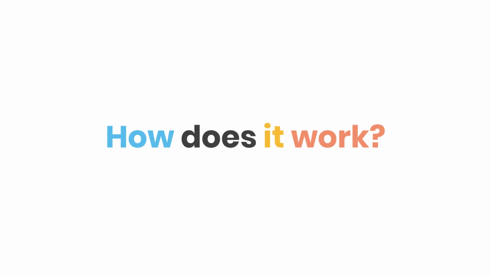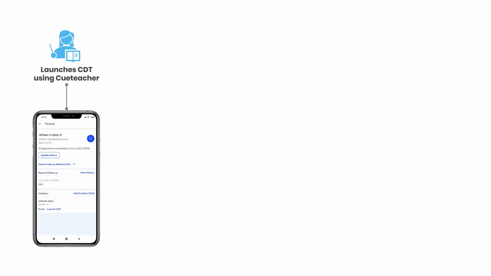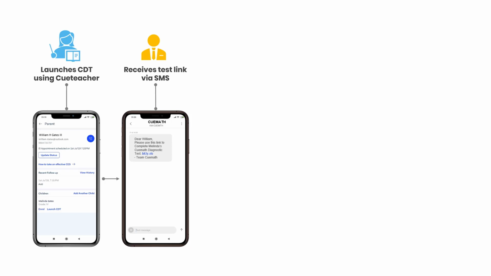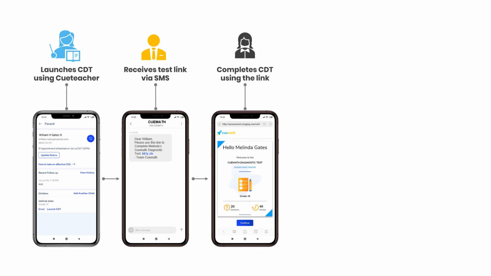Let us look at the process. You can launch the CDT from your QTeacher app as always. The option to launch CDT is available under All Students, clicking on Leads and then the parent's profile. Once you launch the CDT, an SMS and an email with the CDT link will be sent to the parent. The student can access this link using a laptop, desktop, tablet or a mobile phone to complete the CDT.